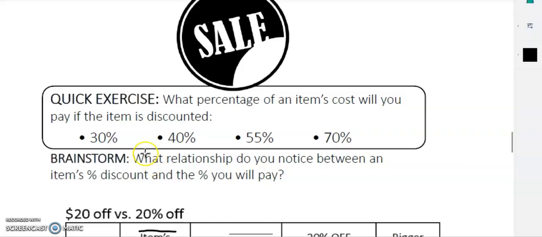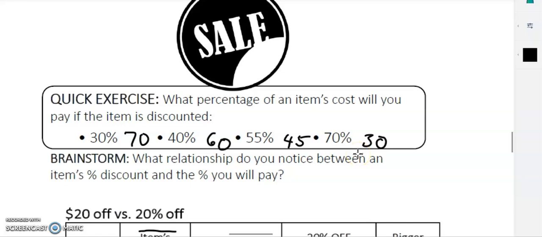And we're just subtracting these percentages from 100%. 100 minus 30, 70%. 100 minus 40, 60%. 100 minus 55, 45%. 100 minus 70, 30%.